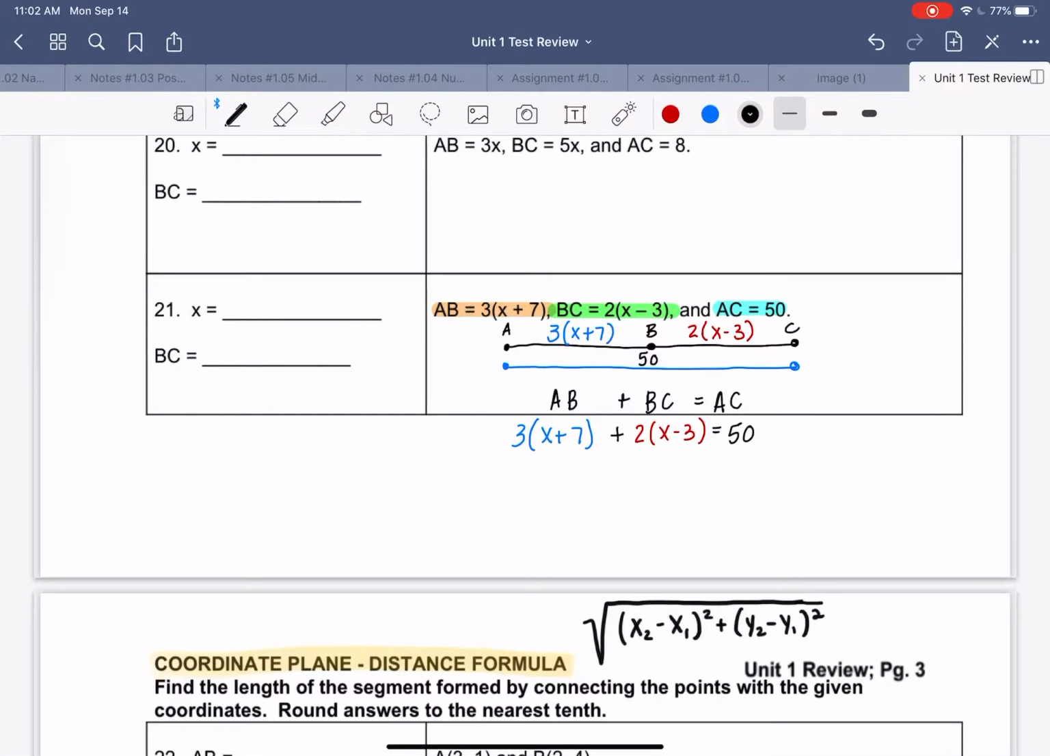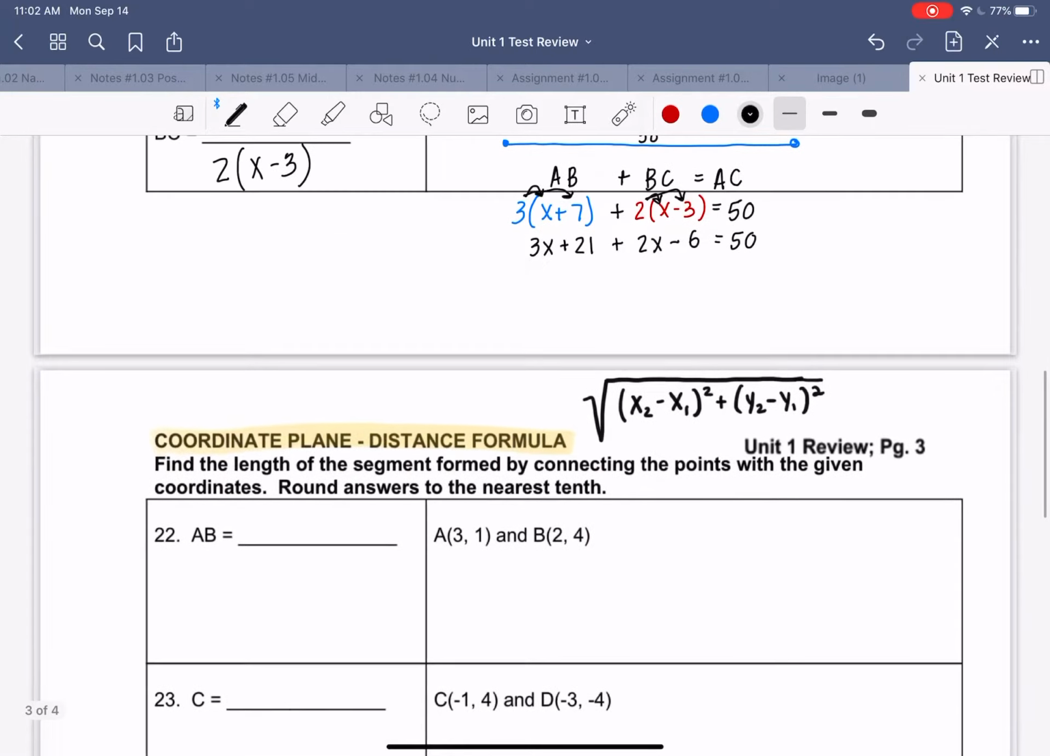All right, so I'm not going to solve this the rest of the way out, but your first step, because we have parentheses, we have to distribute this 3. We have to distribute this 3 to everything. So we have 3 times X, so 3X, and 3 times 7, which is 21. And then 2 times X, which is 2X. And then 2 times negative 3, which is negative 6, equals 50. All right, so you're solving for X and plugging into BC, which is 2 times X minus 3.